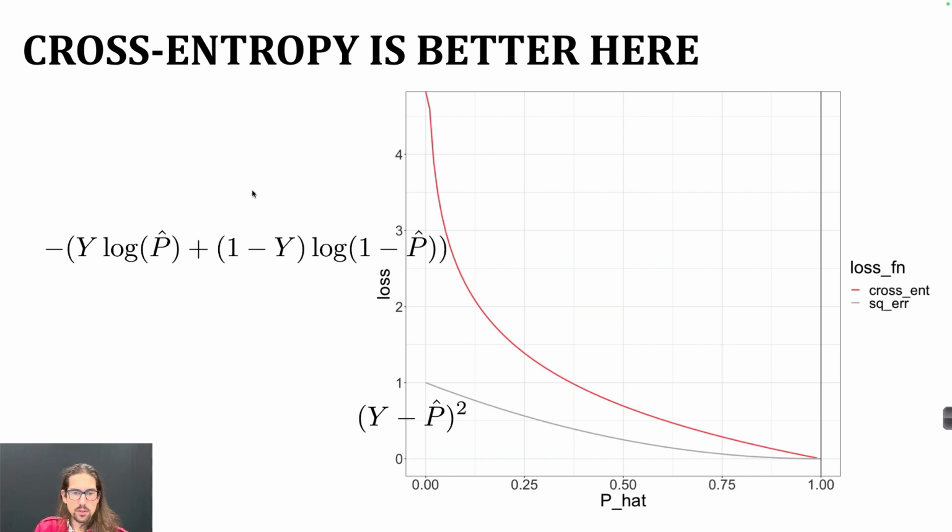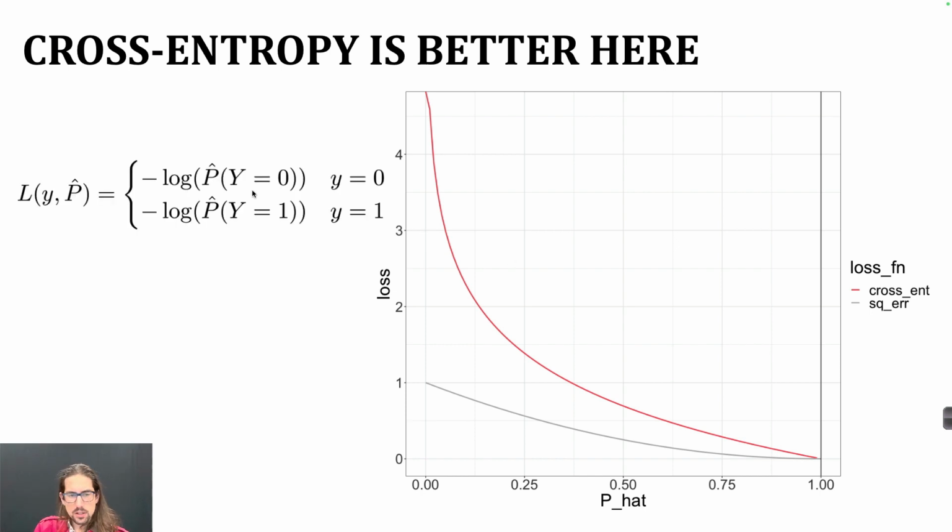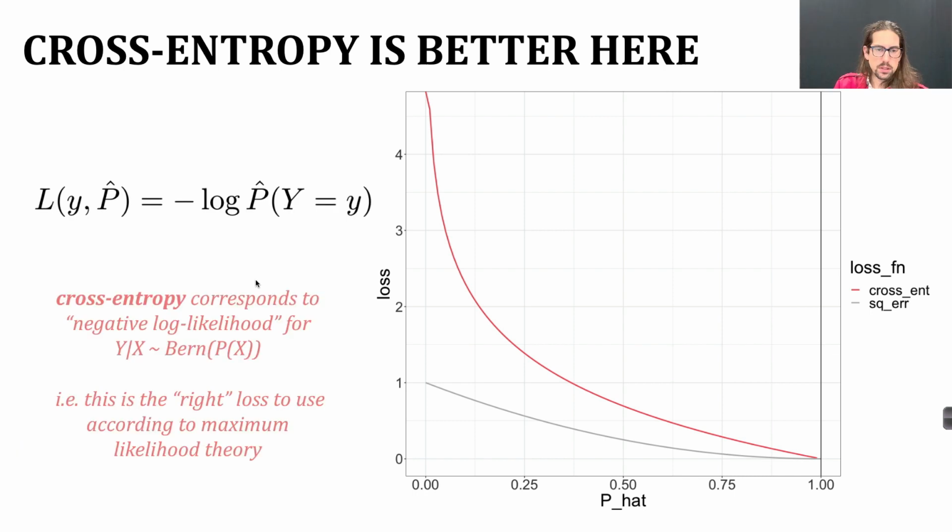Okay, so the formula now looks a little bit weird, but it's actually more sensible when you write it like this. When y equals 0, you take the minus log of the predicted probability that y equals 0. And when y equals 1, you take the minus log of the predicted probability that y equals 1. So it's a little more sensible to at least remember it like that. And this is 1 minus this, right? So you can just predict the probability of the outcome and then take 1 minus that and plug that in there.